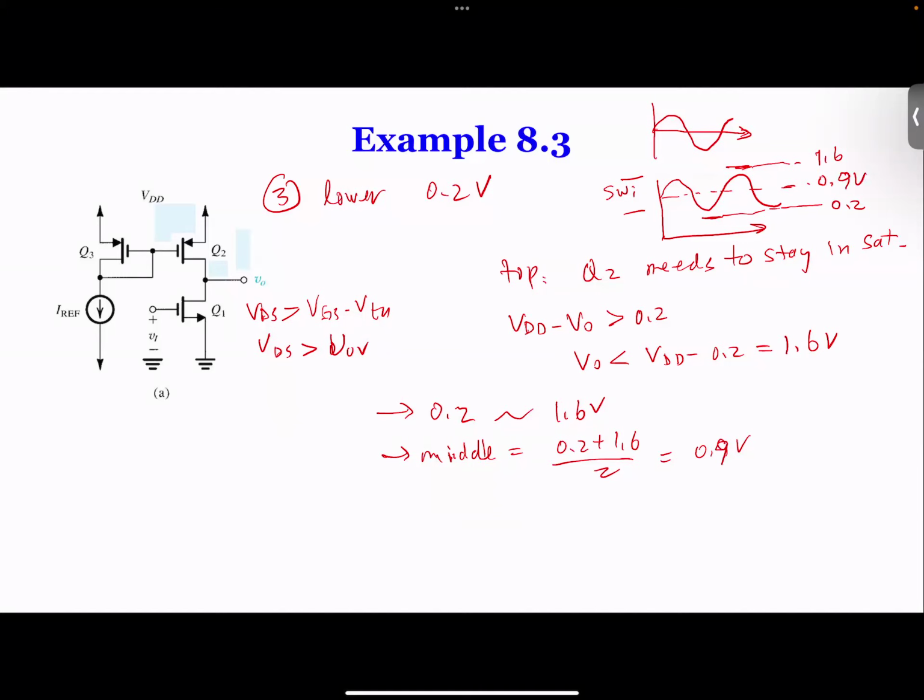The middle is 0.9 volts. So that is kind of our amplifier in the future. What can it do maximum for you? If your input is say certain millivolts, after amplification, you get up to between 0.2 and 1.6. So if your voltage is more than that, your top is going to get cut off, and your bottom is going to get cut off. So your output is not going to be a sinusoidal waveform.